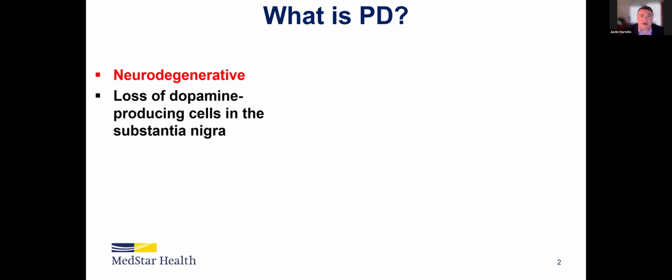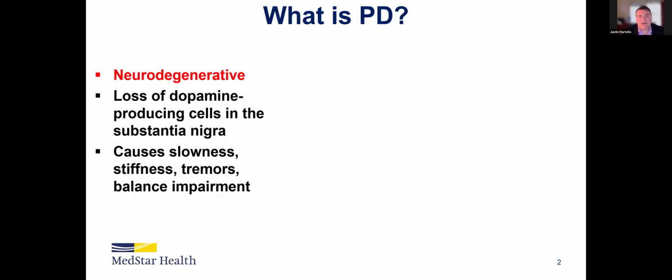One of the major players in a lot of the physical symptoms is a loss of dopamine-producing cells in this area of the brain called the substantia nigra. Typical physical features of Parkinson's include slowness of movements. You need to have that part of it. Then either the stiffness, the typical cogwheel rigidity, versus the resting tremor. We'll go into that. And then later on, balance impairment and lots of other physical and non-physical, or non-motor, symptoms.